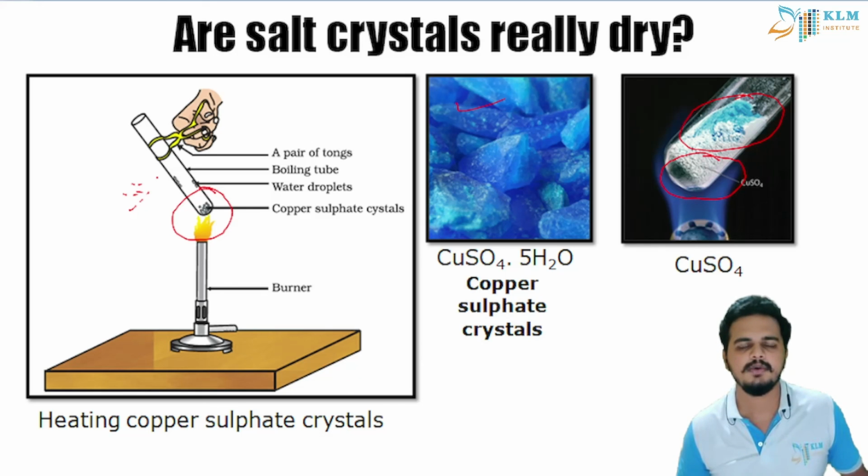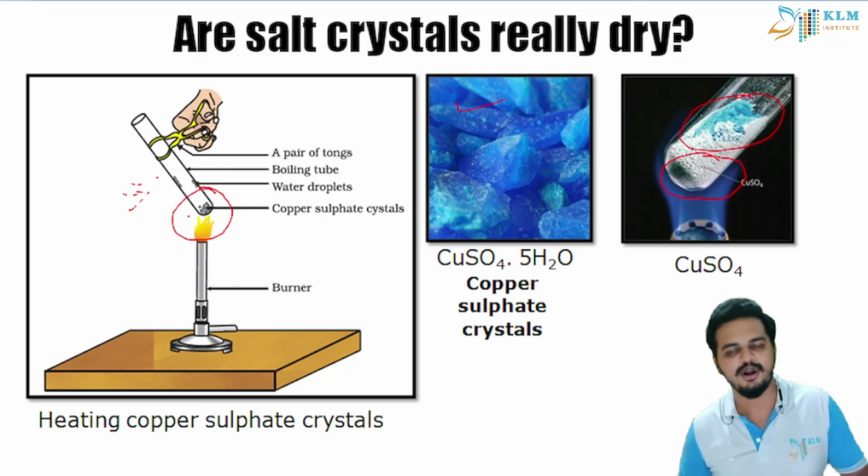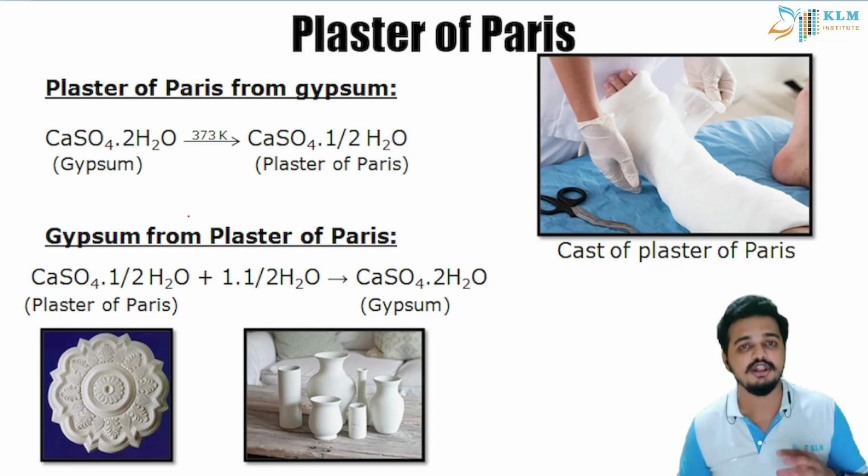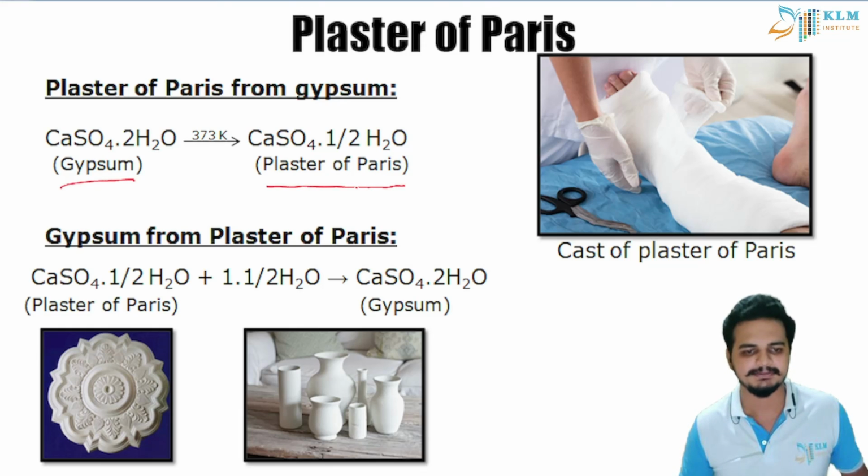So what does this mean? They have water of hydration inside them. Now how do you get back copper sulfate? You just add water and again it turns into a blue solution. Very simple, isn't it? But this has a lot of applications, students. One such example is gypsum and plaster of Paris. If you heat gypsum to 373 Kelvin, you get plaster of Paris.